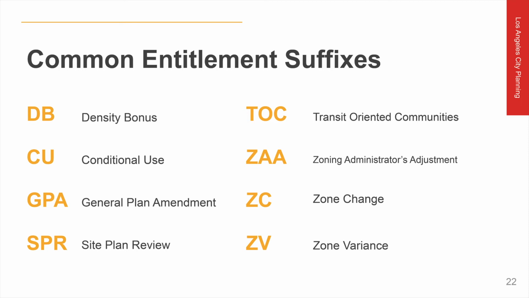For example, while requests for a conditional use or a zone change will always require a public hearing, requests for a site plan review or transit-oriented community projects do not require a public hearing. Some variations may occur when a project is requesting multiple entitlements, and there are rules in place that determine which process to follow for these types of situations. At the end of the day, the Los Angeles Municipal Code is the authority that determines how cases are routed and what processes to follow.